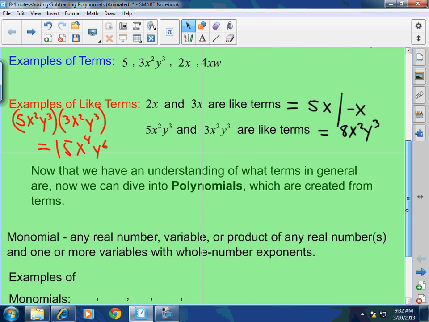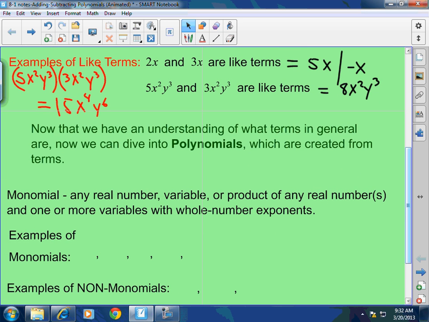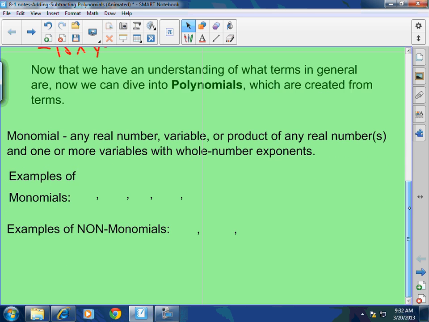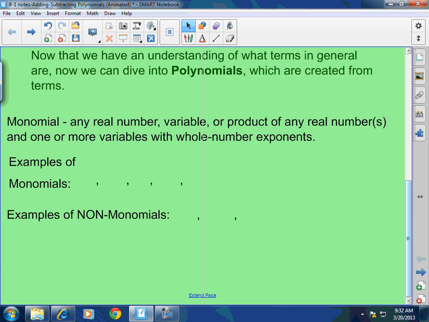Cool. All right. Now that we have an understanding of what terms in general are, now we can dive into polynomials, which are created from terms, guys. Polynomials come from terms. A polynomial is basically one term or the sum of one or more terms. That's all a polynomial is. So the first, most basic type of polynomial is called a monomial. Think of the root mono in Latin, for one, singular.